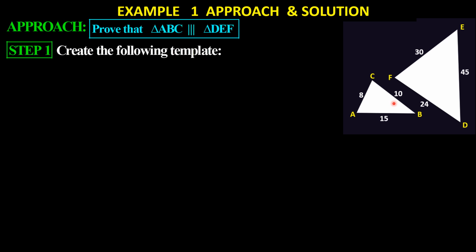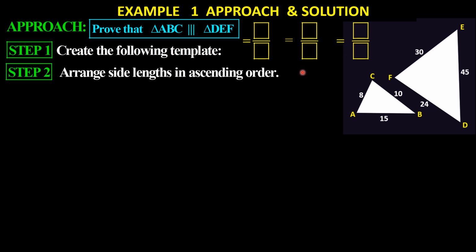So the first thing that we want to do is just create a template. Remember, we want to set up a proportion. So just have a template like that, with equal signs. You're going to have a numerator and a denominator, numerator and a denominator, numerator and a denominator there. Now, what you need to do here is arrange the side lengths in ascending order. So take the one triangle, arrange the three sides from the smallest to the largest. So that is 8, 10, and 15. And the other one, 24, 30, and 45, right? So we're going to take the three sides in ascending order, and we will populate our template that way.